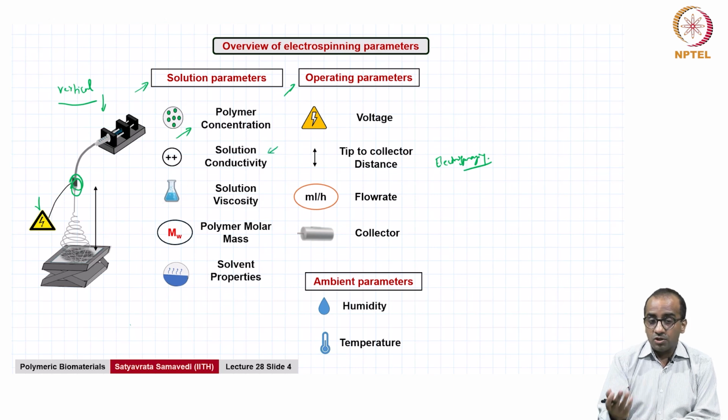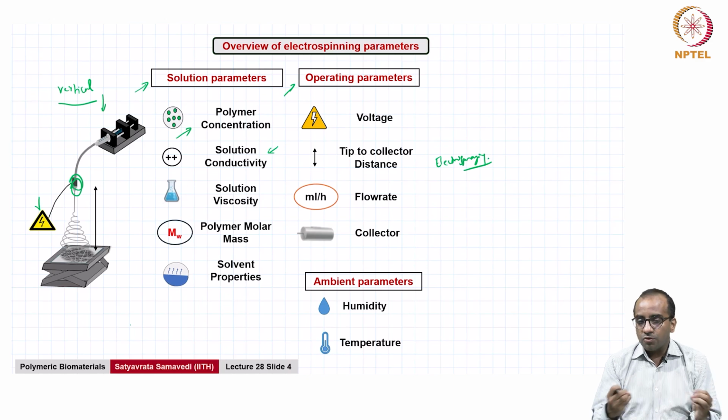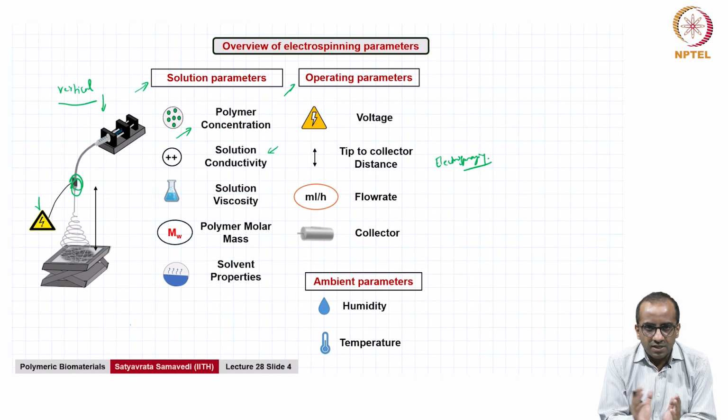Solution conductivity also plays a very important role. As you can appreciate, if I keep increasing the solution conductivity either through the correct choice of solvent or through the addition of conductive carriers, I can have more and more charge carriers in solution, which is going to lead to higher stretching, which is going to directly affect the thinning of the fibers. Right? That's something that you can easily appreciate.